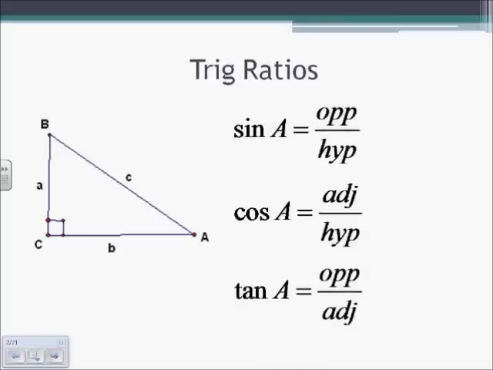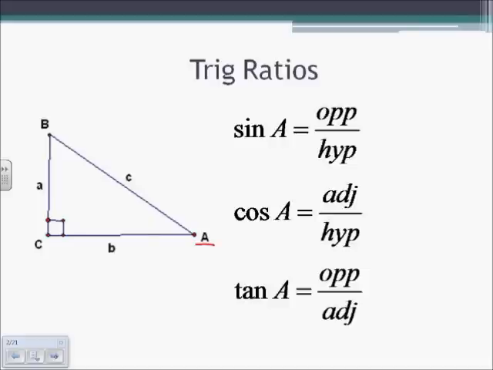Here are the three trig ratios that we're going to deal with: sine, cosine, and tangent. And each of these are focused at the angle A. So we have the sine of A equaling the opposite over hypotenuse, cosine of A equaling the adjacent over the hypotenuse, and tangent of A equaling the opposite over the adjacent.